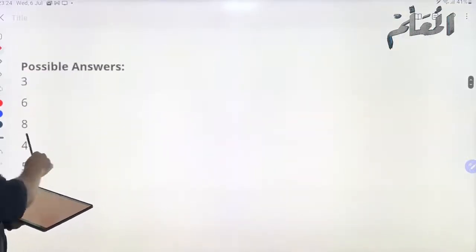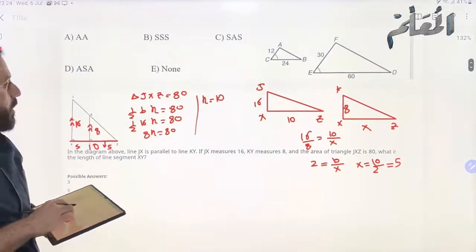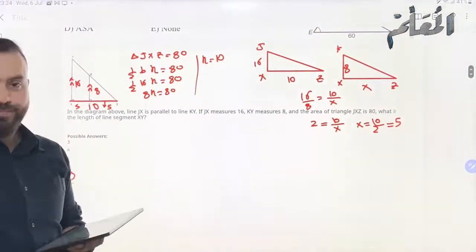So my answer here, guys, is equal to 4. Okay, this is the end of question 3. Okay, see you in question 4.